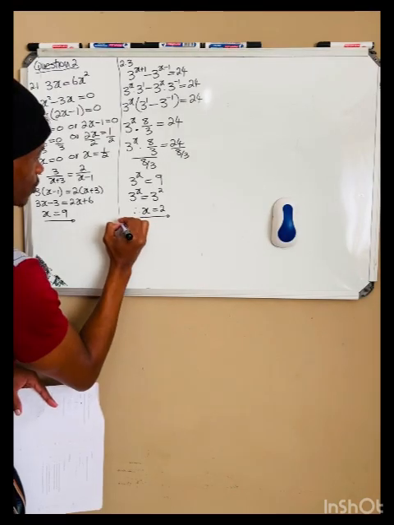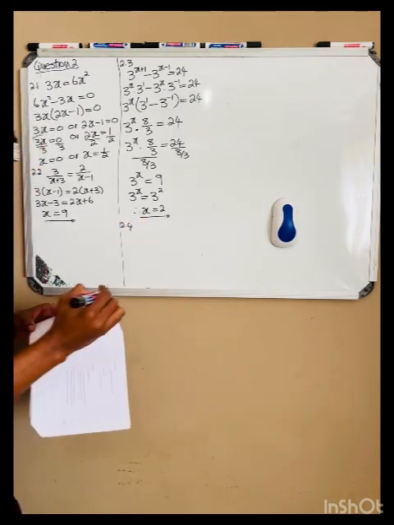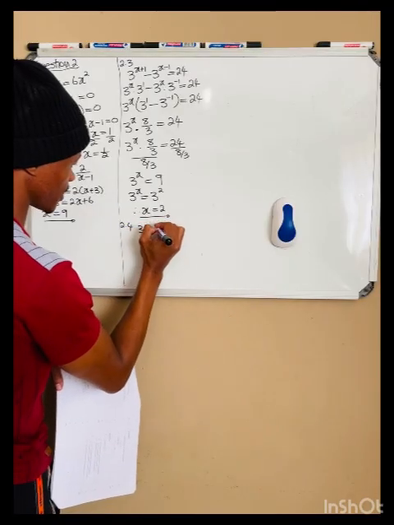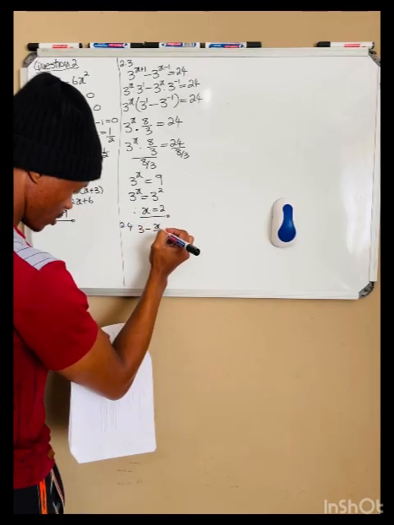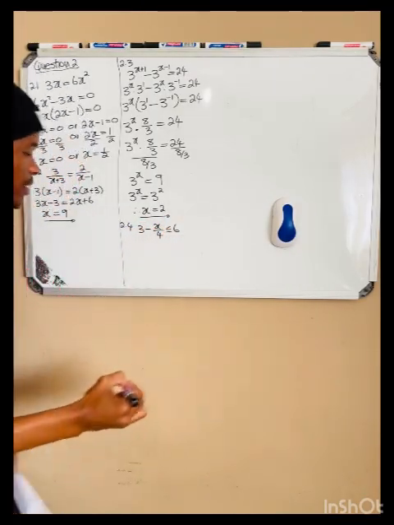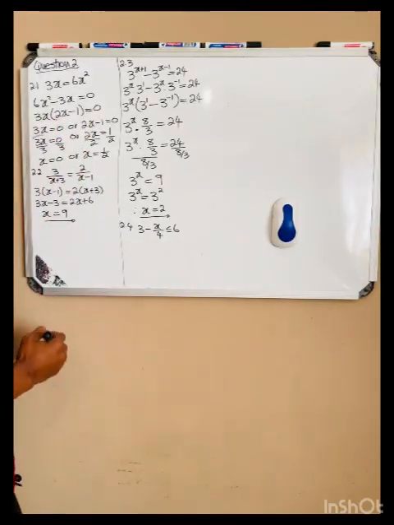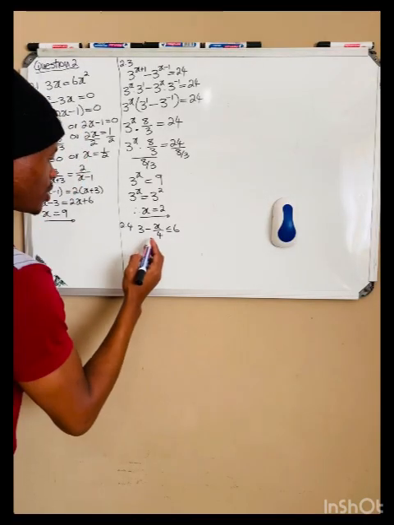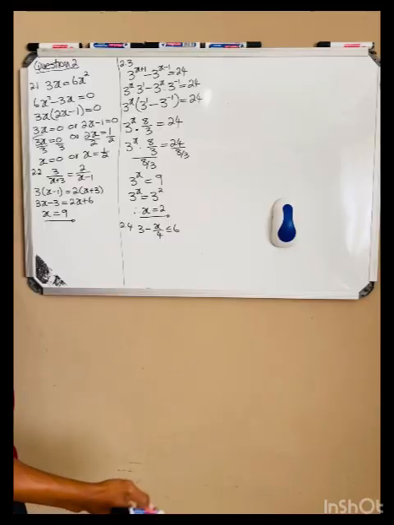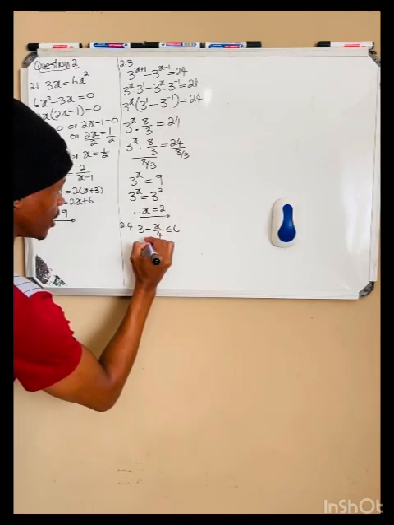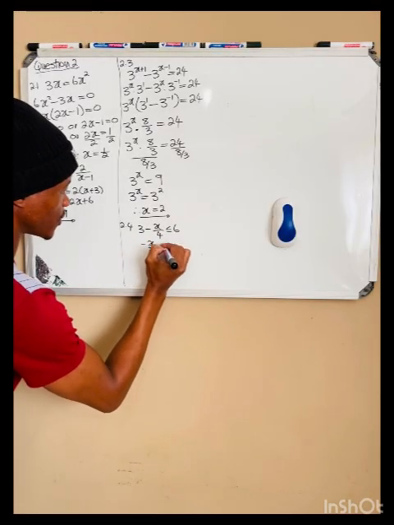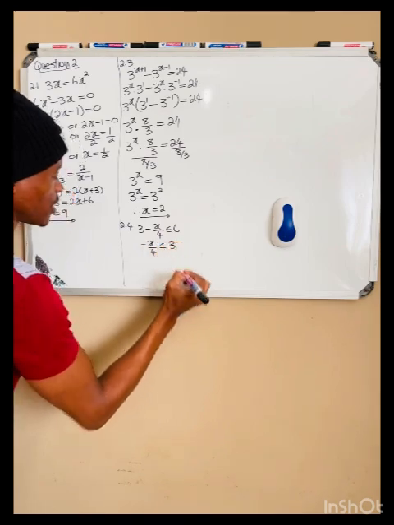Then we have 2.4. They are saying solve for x: 3 minus x over 4 is less than or equal to 6. So this is the inequality. You solve the inequality, so from here you can take this to the other side. We'll have minus x over 4 is less than or equal to 6 minus 3, which is 3.